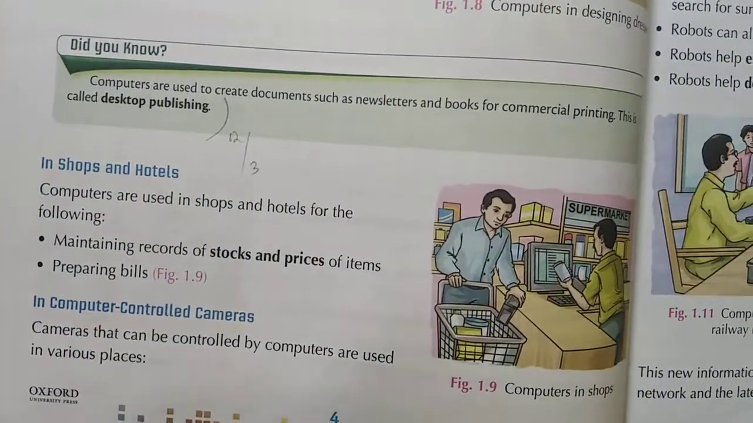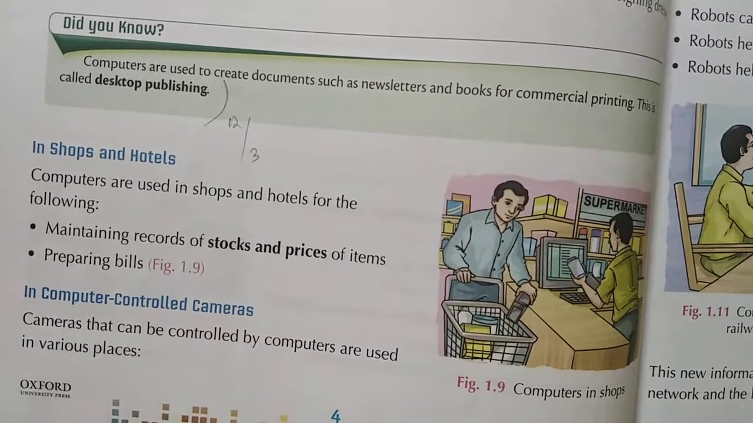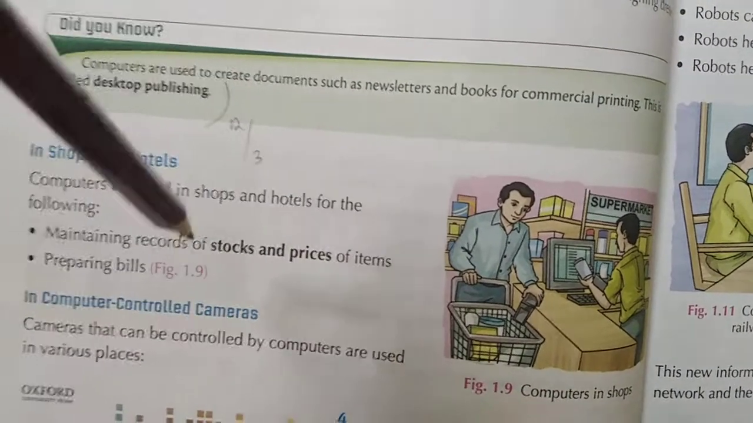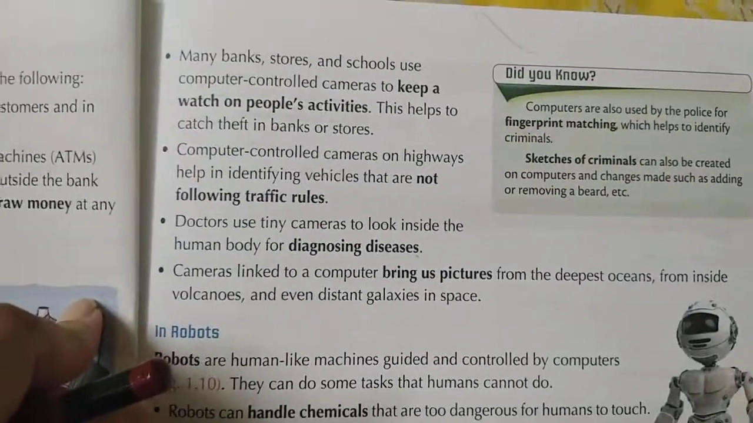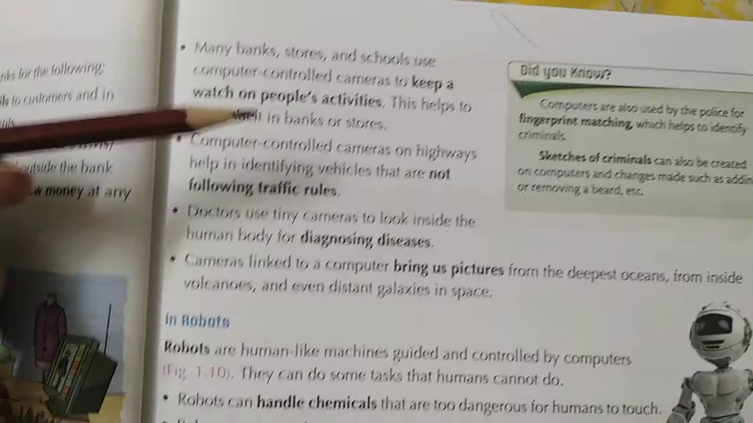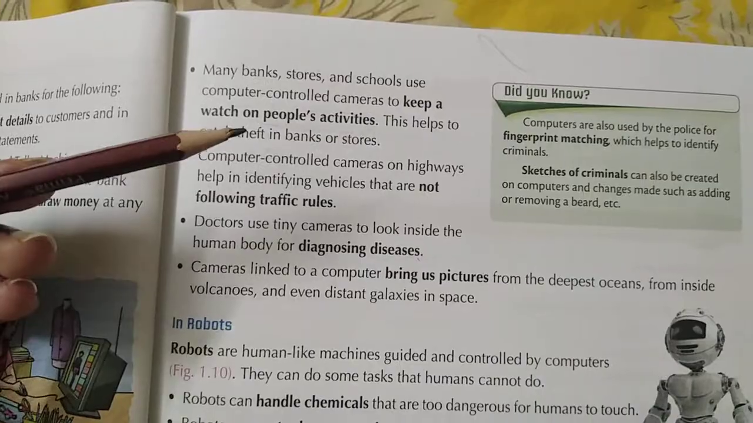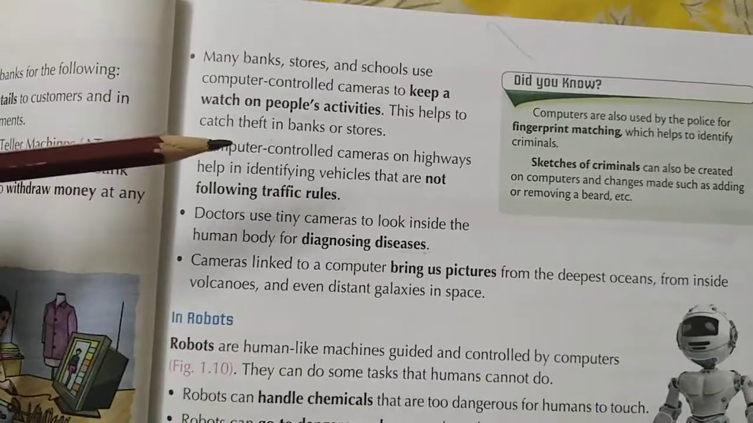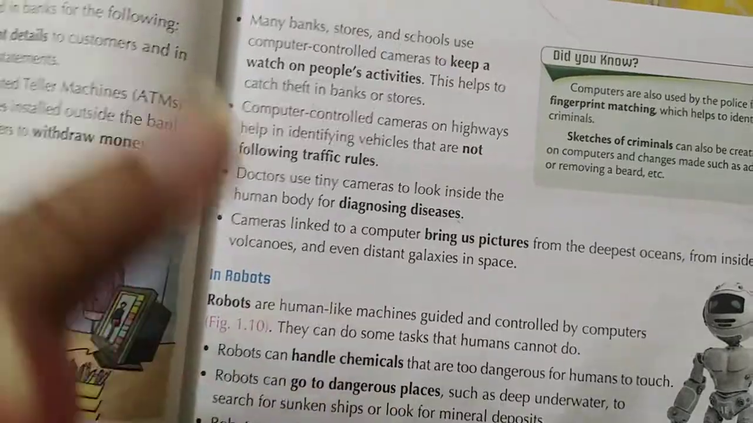Then there are cameras which are used to control traffic. You know that nowadays in traffic there are cameras installed on the roads that take your pictures and recognize them. Even you can watch your shops, and actually the cameras are used for security purposes. So those are also used in combination with the computers.